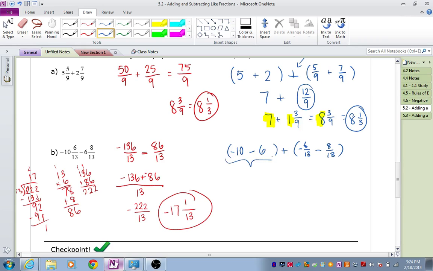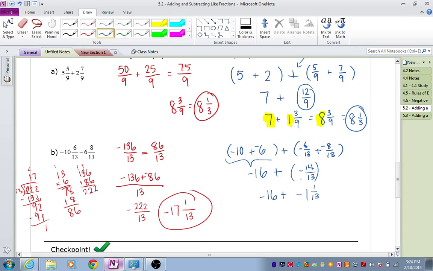So negative 10 minus 6 plus a negative, that gives you negative 16. And over here, this is like plus a negative, this gives you negative 14/13. Well, negative 16 plus, bring it down. And then this here is going to be negative 1 and 1/13.